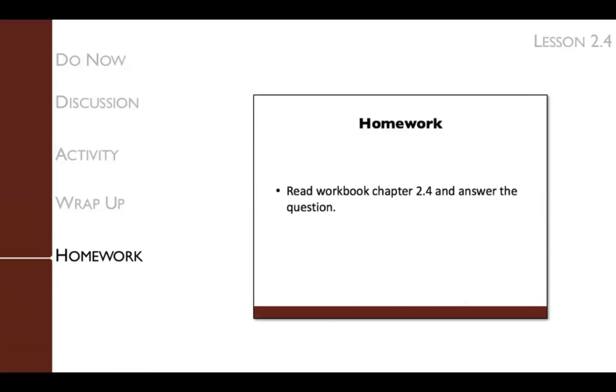For homework, have students read the 2.4 homework worksheet on the stem cell theory of cancer. This theory proposes that cancer stem cells arise out of our normal stem cells. They should also read the workbook chapter 2.4 and answer the worksheet and workbook questions.